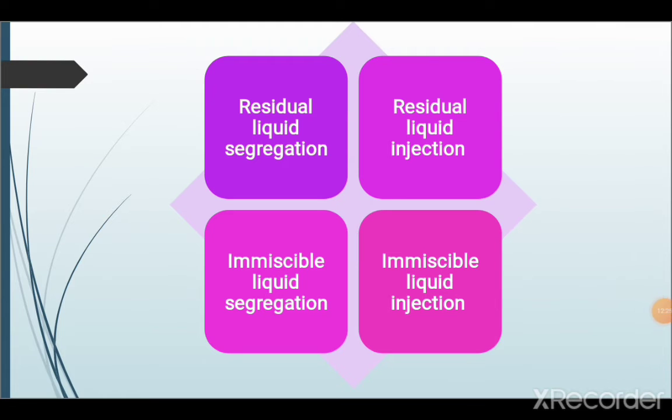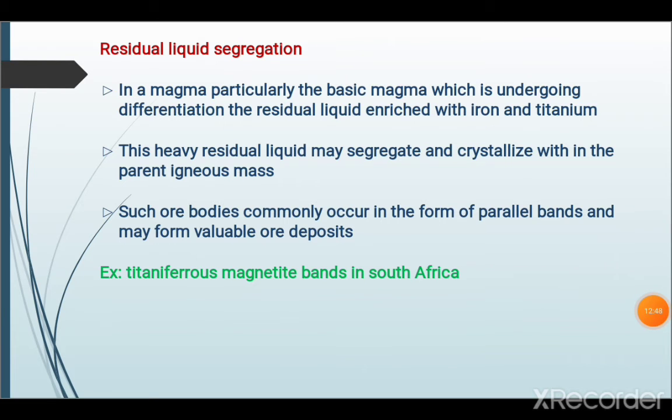The late magmatic deposits have been classified into four groups. The first one is residual liquid segregation, next is residual liquid injection, third is immiscible liquid segregation, and the last one is immiscible liquid injection. The first process of the late magmatic deposits is residual liquid segregation.